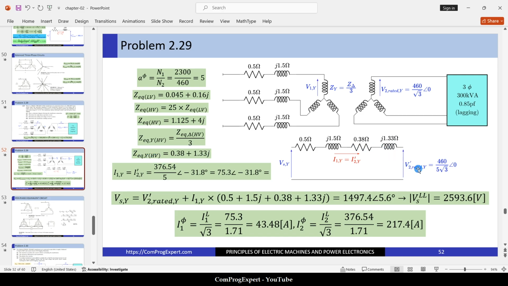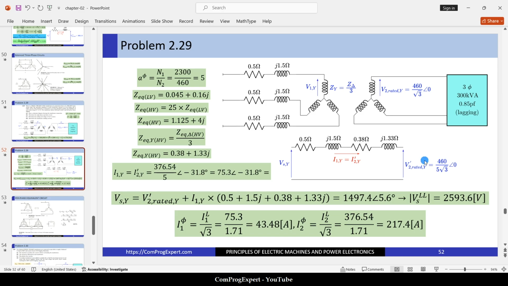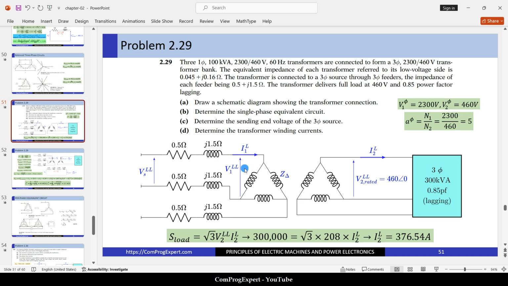This is the V2 rated for the Y case. The line to line voltage for the secondary side is 460 divided by square root of 3 is the phase. Then we refer it to the primary side. We need to divide it by 5, this turns ratio. Okay, so this is the per phase equivalent circuit of this model.